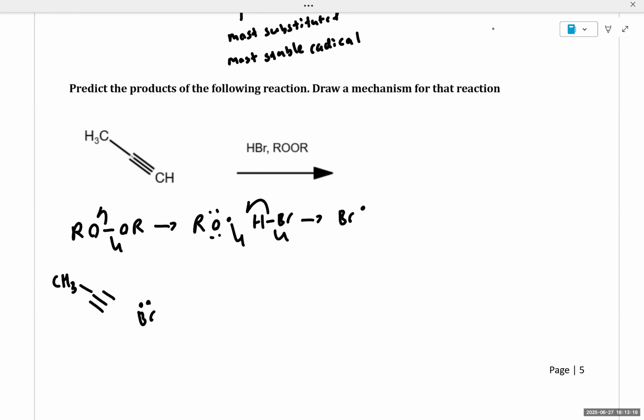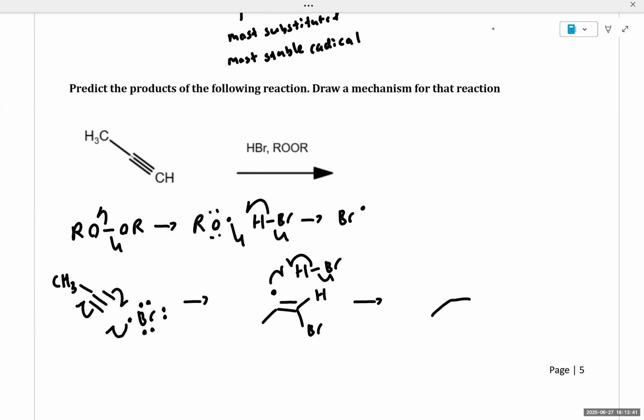Once we have the bromine radical, it adds to the alkyne in order to generate the most substituted vinyl radical. From here, this vinyl radical abstracts a hydrogen from hydrobromic acid, which in turn propagates the chain and generates our vinyl halide product. Note we get a mixture of stereoisomers.